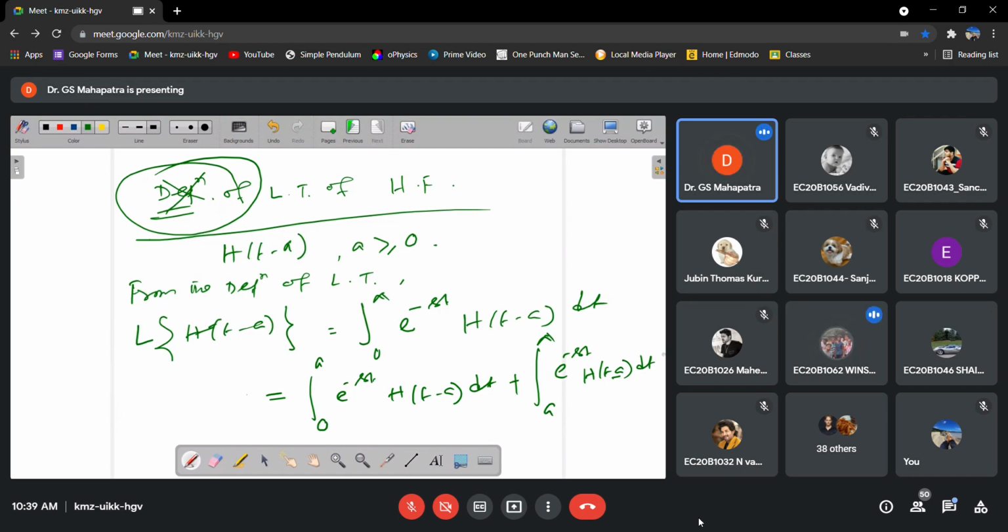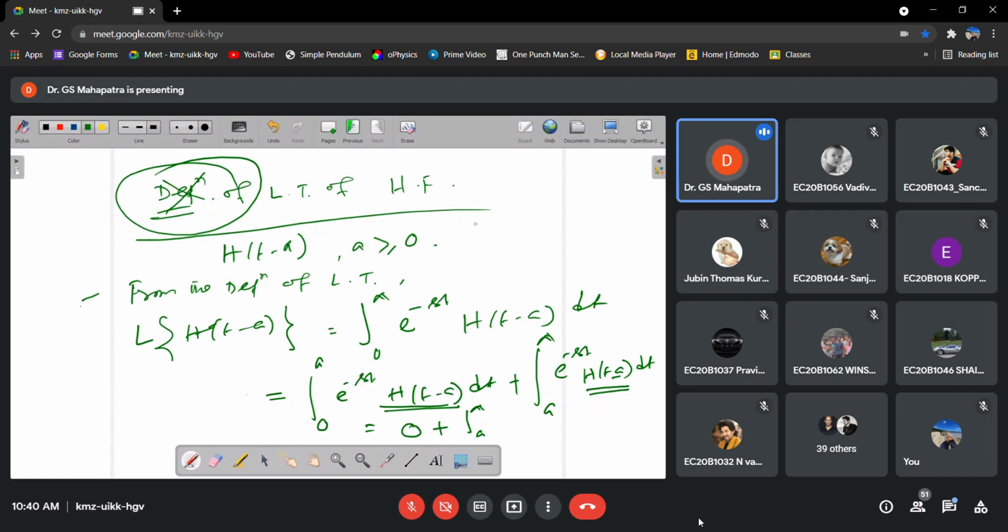Zero. Correct. Now I will write. So this function, for this range, what is the value? Already answered 0. Correct. So 0 into e to the power minus st, what is the answer? 0. Correct. So this part we can write 0 plus integration a to infinity. What is this value now? 1. Okay. You have any doubt?